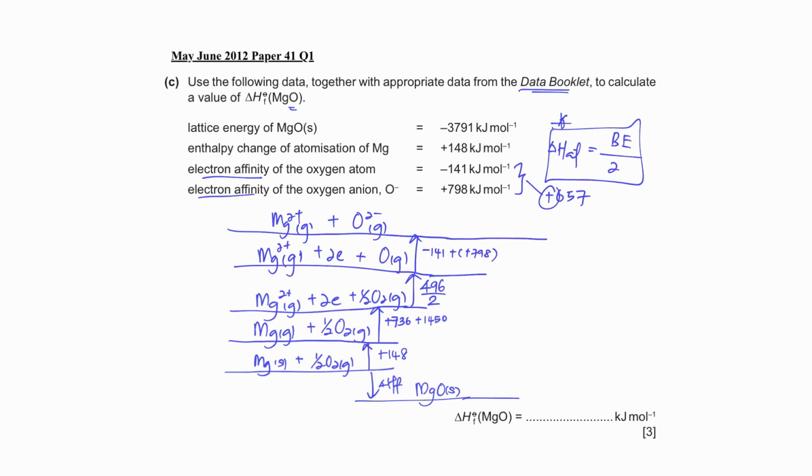The last process to go is the lattice energy. The reason it is arrowed down is because lattice energy is an exothermic reaction. For this process, the value is negative 3791. So with this Born-Haber cycle, we could calculate the enthalpy change of formation for magnesium oxide.